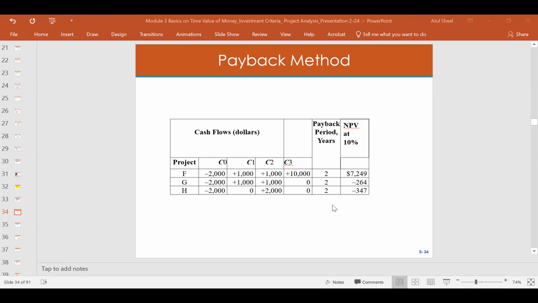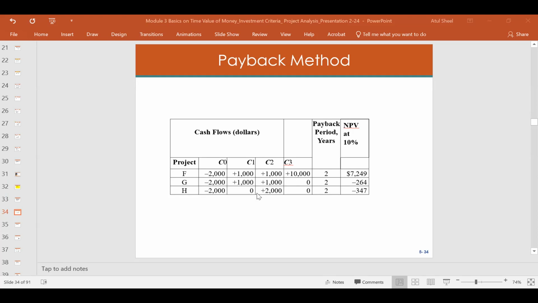Now the question is, they all give the same answer: 2 years, 2 years, 2 years. And when we go to the net present value technique, you will see, again, the simple concept that $1 today is worth more than $1 tomorrow. The payback period just looks at the number of years it takes you to collect your money back. So you're just looking at years 1 and 2 in all three options. You're not even looking at the third year cash flow for project F.